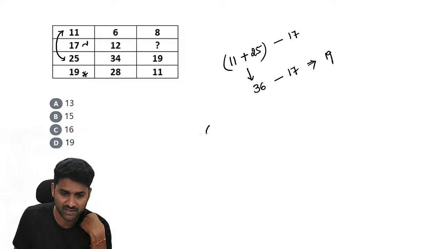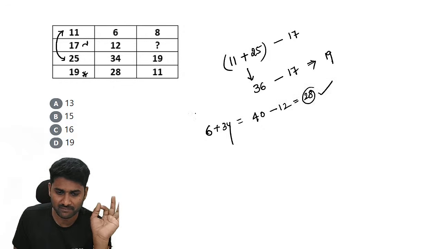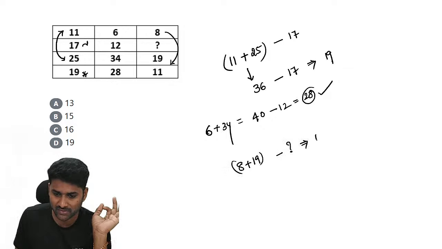You can check here. 6 plus 34 is equal to 40, and subtracted 12 units, then it becomes 28. Same way, you have to add these two numbers. So 8 plus 19, and subtracted that question mark, it gives the resultant of 11. So the sum of these two numbers is 27 minus x is equal to 11. The next value is 16.